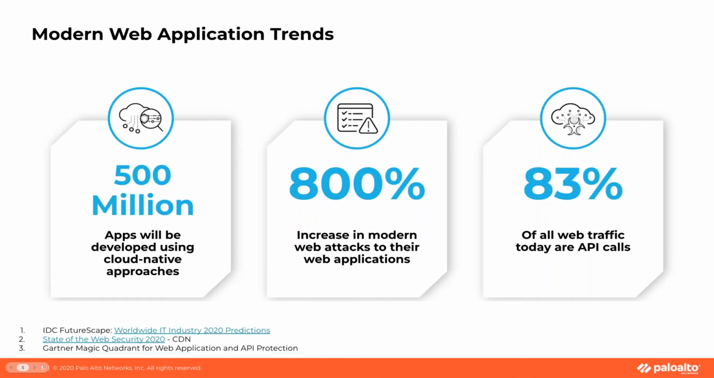Okay, so let's dive directly into the challenges. In recent years, application development has really undergone a major transition. Applications are shifting to cloud-native architectures, and this brings with it some risks and challenges. According to analyst firm IDC, by 2023, a mind-boggling number of over 500 million apps are going to be developed using cloud-native approaches. We'll talk about what it means in a minute.